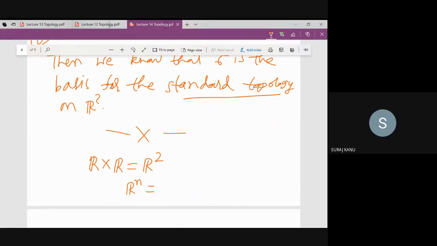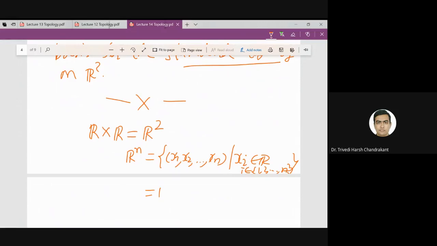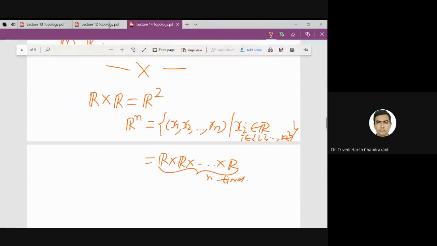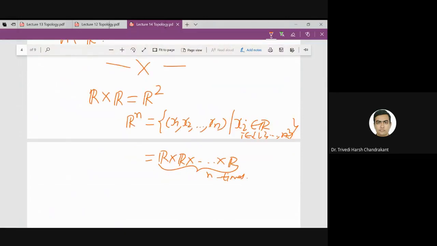R^n is the set of all n-tuples, so this is nothing but x_i belongs to R, i belongs to 1 to n. So this is the same as R cross R, n times. So this is just notation being used. Yes, this is what we call coordinate space.